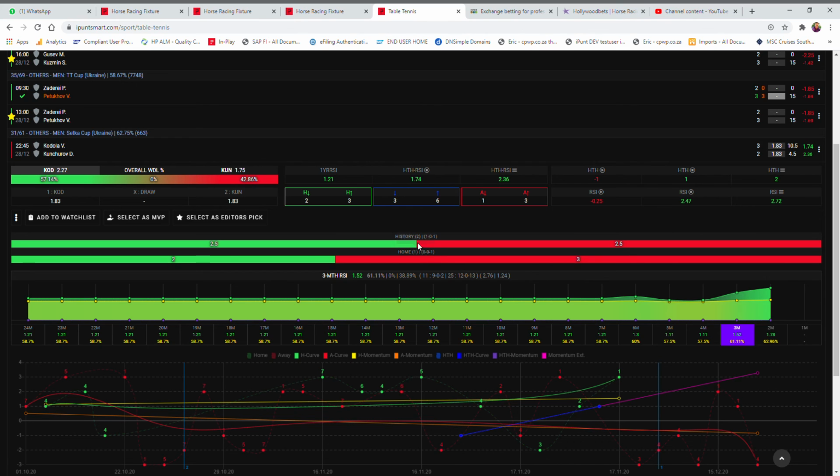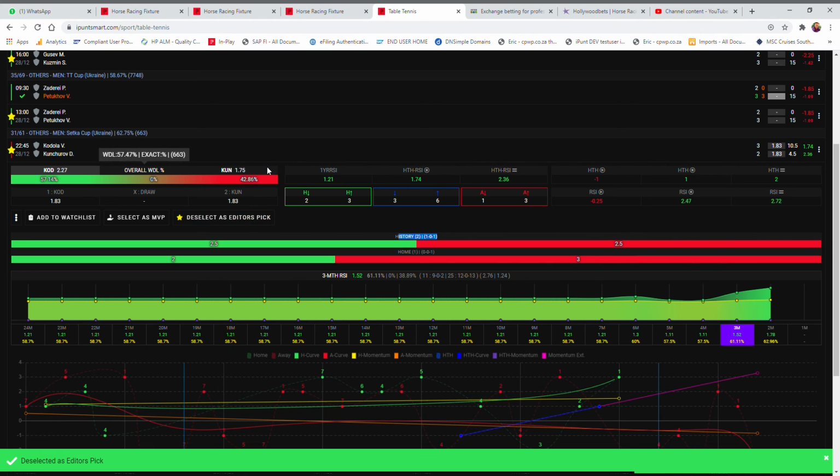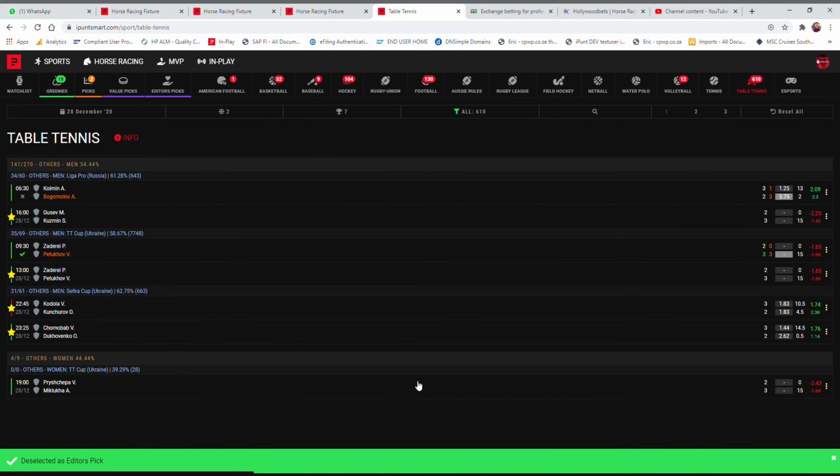So history, I've only done the 2 games, so they won all 2.5, 2.5, but it does suggest that home won the last one 3-2, the first one away won 3-2. The gap is getting bigger, so 83% is actually for 57% chance, 83% return, and most recently 62% chance. Maybe can take a chance on Kudola as an editor's pick at 83%.